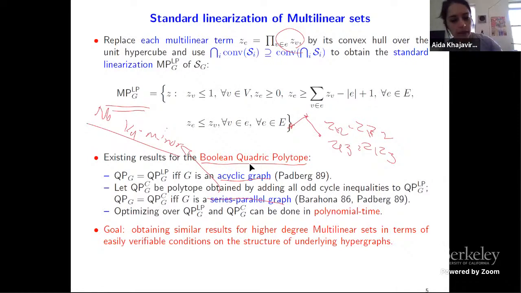And by looking at these results, let's just look at the first one. The standard linearization is the Boolean quadratic polytope if and only if the graph is acyclic. Okay, what would be an equivalent statement or a statement of similar flavor for higher degree multilinear sets? Well, just looking at this result, you would think, well, okay, it makes sense to look at acyclic hypergraphs, right? And that's indeed what we did.